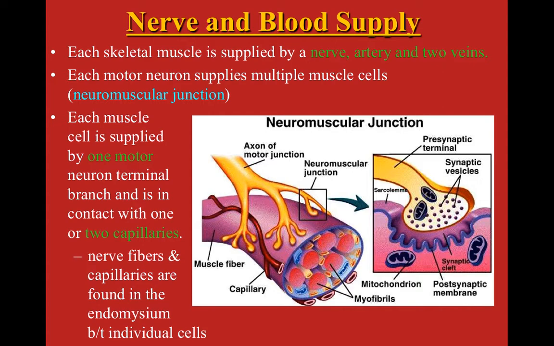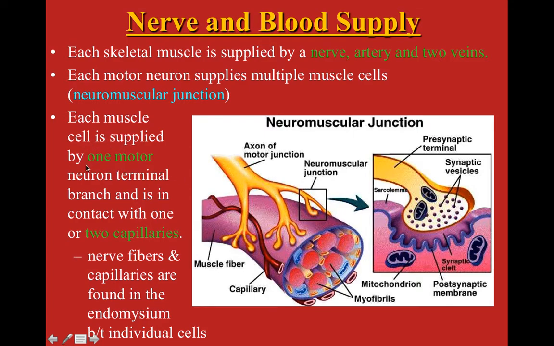Then each motor neuron supplies multiple muscle cells at the neuromuscular junction. We talked about this a little bit the other day when we were covering our vocabulary before we took our little quiz. The neuromuscular junction is that combination of the neuron, which is from the nervous system, and the muscle itself. It is where the nerve comes and joins with the muscle tissue.